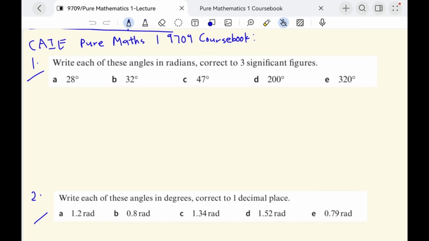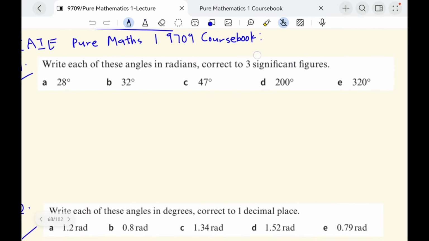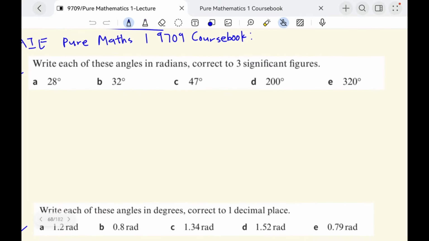Write each of these angles in radians, correct to 3 significant figures. I need to recall the relationship with you. So how to convert angles into radians? Here are the angles in degrees. To convert to radians, you just multiply by pi over 180 degrees. Actually it comes from the ratio, because the ratios are proportions. I mean the ratio of this and this are equal, so the relationship is proportional.